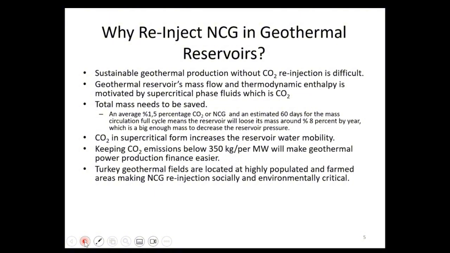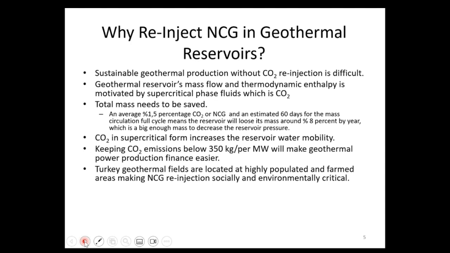And if you think about the long term, let's say one geothermal reservoir full circle changes from 60 days to, let's say, 6 months. So each 6 months, you're losing 1.5% of your mass balance, which affects the reservoir pressure condition, which affects the enthalpy, which affects the energy concentration of the reservoir. After all this, it's very clear that re-injecting NCG into the geothermal reservoir is key to making it sustainable, a real renewable, and forever, if you have the proper equipment at the surface.